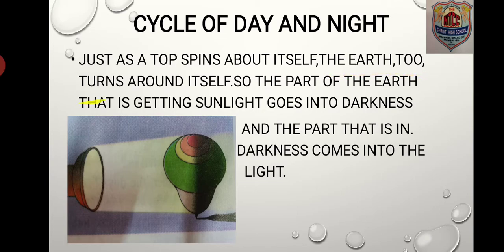The earth too turns around itself. So the earth is also like this, it turns around itself. So the part of the earth that is getting sunlight goes into darkness, and the part that is in darkness comes into the light. When this top is revolving around itself, the portion changes. Sometimes this portion goes there and this portion then again comes here. So this portion will go into the darkness, and the darkness portion will come into the light.